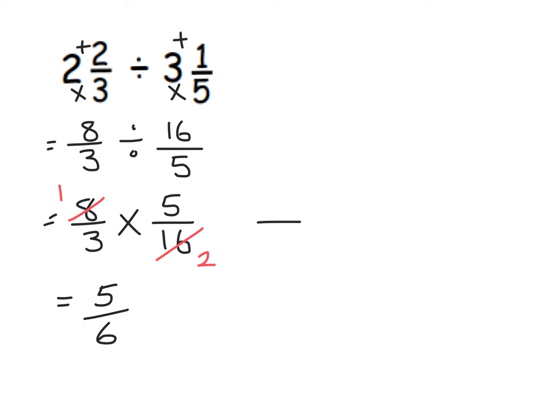But remember, you could have gone the alternate route and done 40/48, and then spotted that that is in your 8 times table and still get back to a final answer of 5/6.